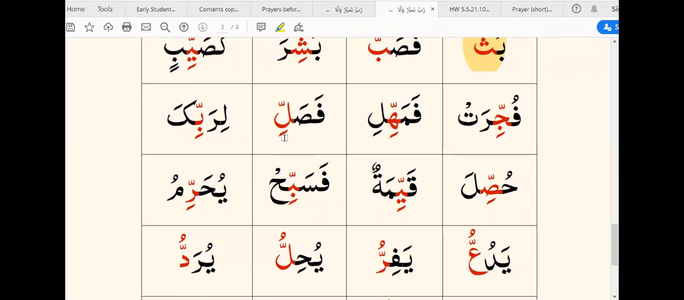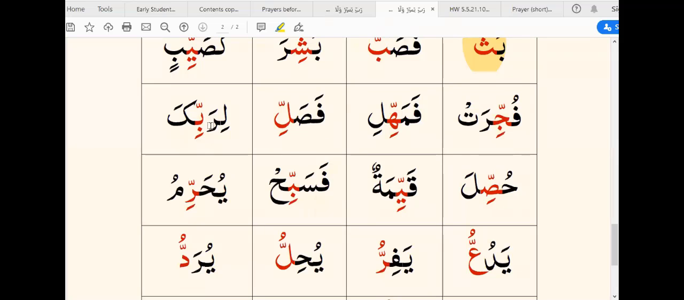Letter Lam with the shadda and a kasra stroke. Sol. Li. Solli. Fasolli. Good.